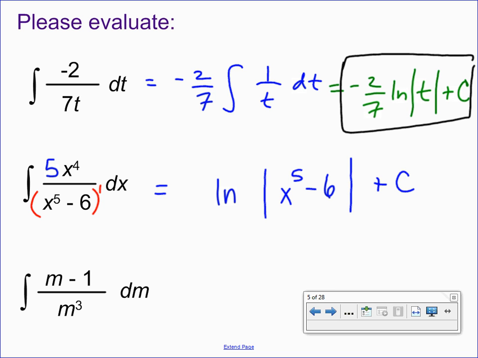Did I have the 5 there? No, so what do I do? Well, we've done it time and time again now. We'll provide the 1/5 in my antiderivative to account for the fact that 5 wasn't there. Then if I were to differentiate this function in its entirety, the 5x to the 4th times 1/5, the 5 and 1/5 would cancel out, and I would get my original integrand.